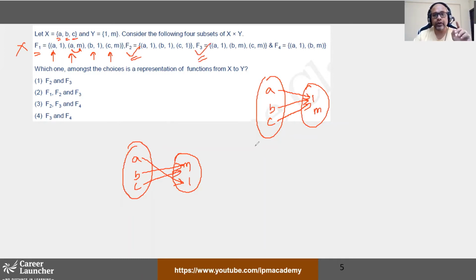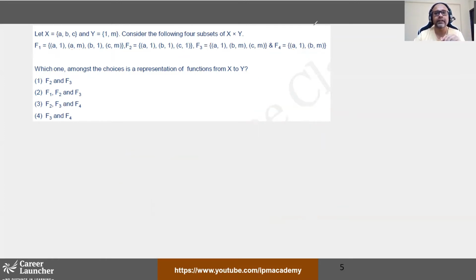Whereas in F4, you can clearly see A and B are there, C is missing. So if you draw the diagram, you will have A, B, C, 1 and M. A is going to M, no problem. B is going to M, no problem, but C is left out. So this violates the second condition. So F4 is not a function. So only F2 and F3 are functions. This is the criteria for something to be called a function. I hope this is clear.